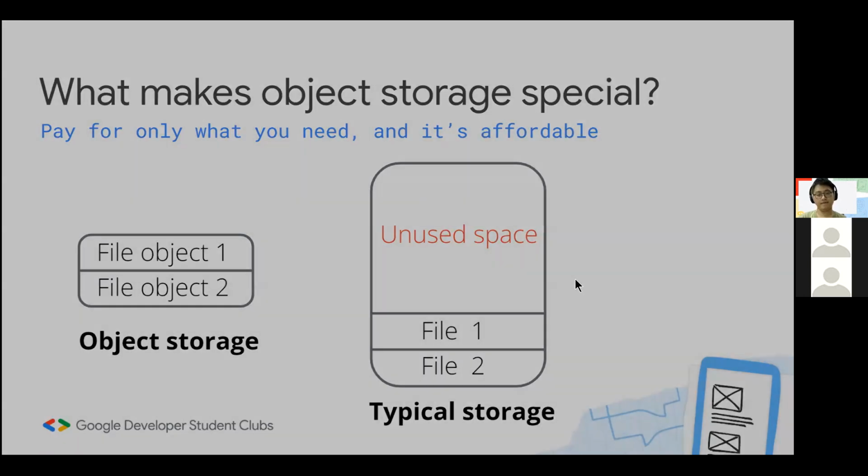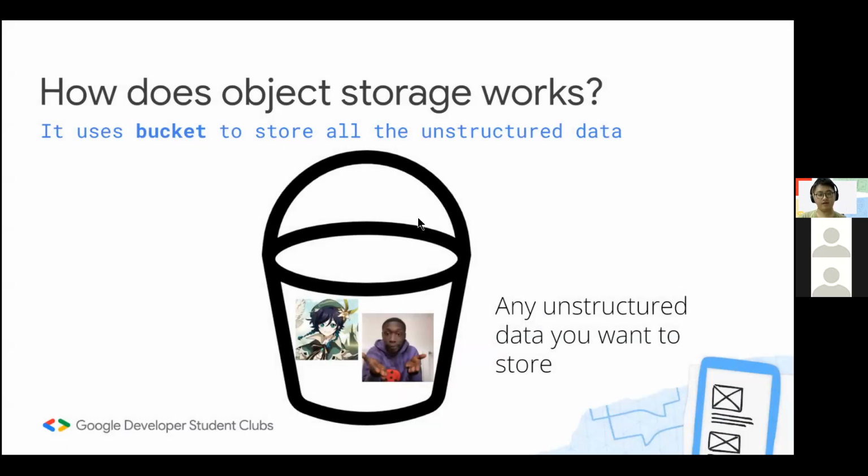All right. And how object storage works is that it uses a bucket to store all the unstructured data. So essentially, this is a bucket. A bucket is like a virtual container that stores all your images, your videos, and unstructured data like sensor data.